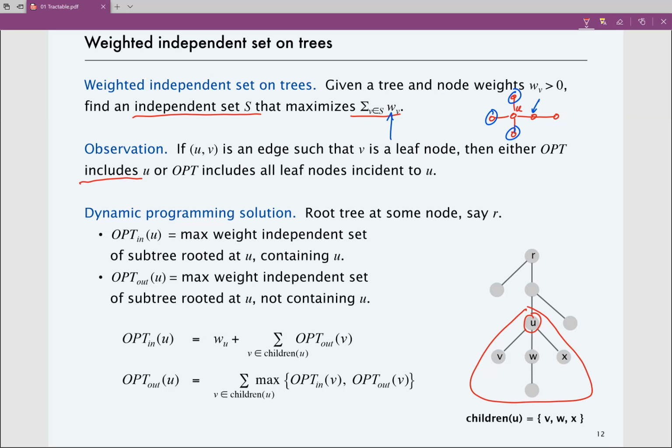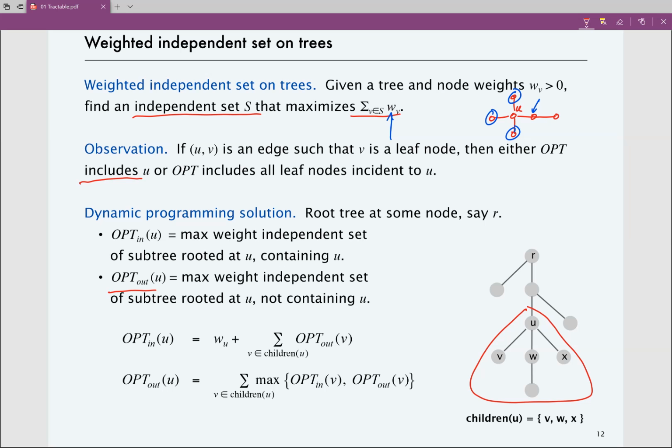All right, and then alternatively, we're going to have opt-out of U. This one is, again, going to consider the subtree rooted at U, but here we're not going to include U in the independent set. We're going to look for the max weight independent set where U is not part of the independent set in the subtree. Now once you define these two values, we have some recursive relationships between these values.